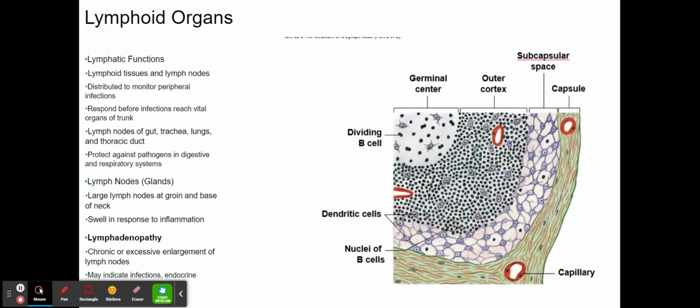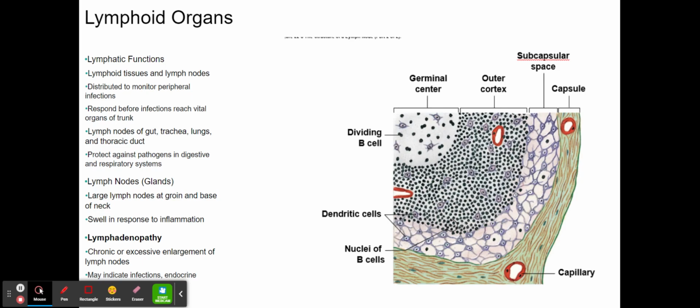In addition to filtering, lymph nodes function as an early warning system. Any infection or other abnormality in a peripheral tissue puts antigens into the interstitial fluid and thus into the lymph leaving the area. These antigens then stimulate macrophages and lymphocytes in nearby lymph nodes.